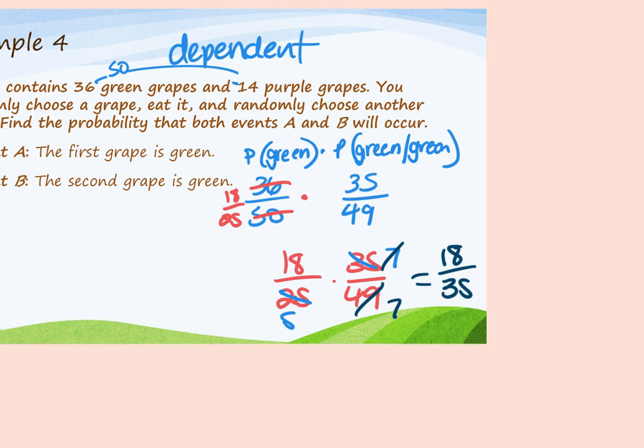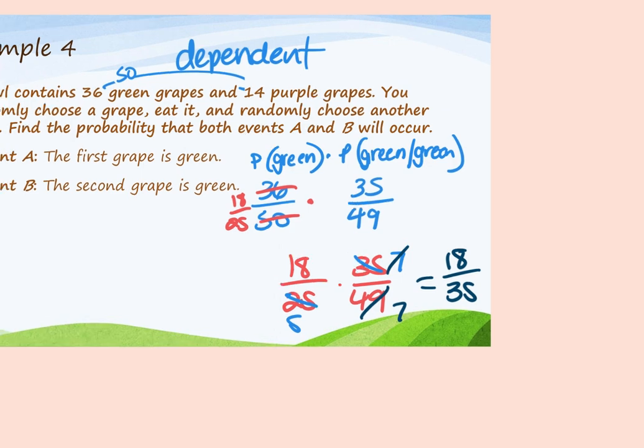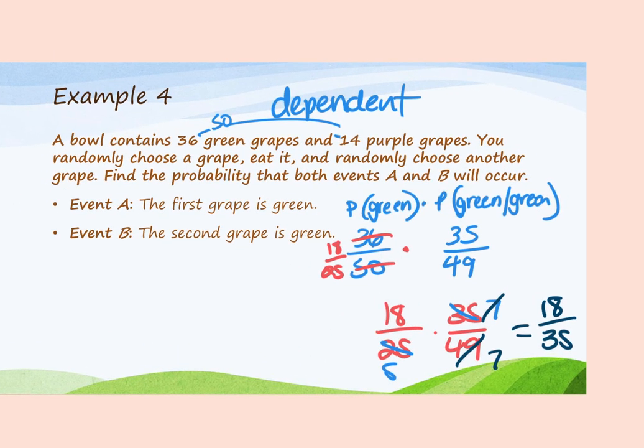What's the other green? Green, given green was already gone. So because it's dependent, you're finding the probability that the green is taken the second time given a first green is already gone. How did you get the 49 to be 7? Because I did 35 and 25 was 7 and 5, and then this 7 went into 49 seven times.